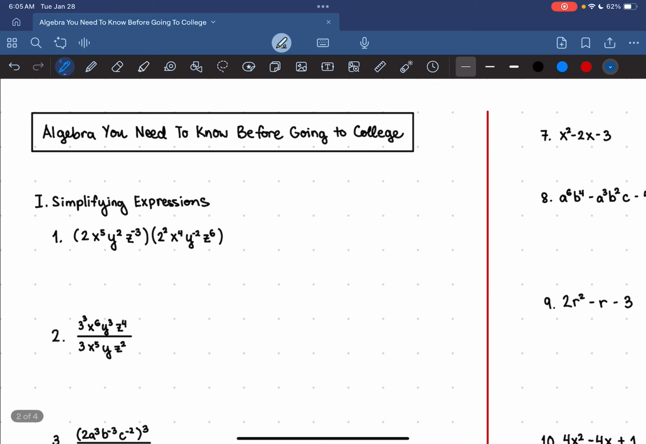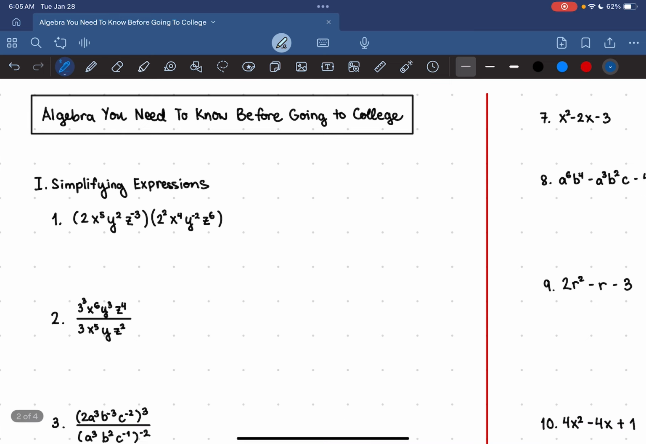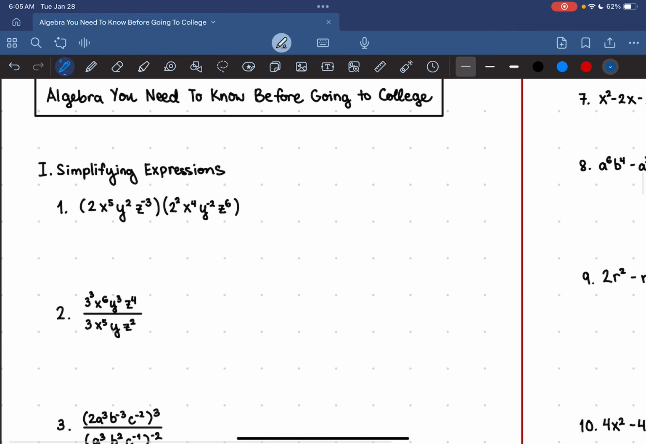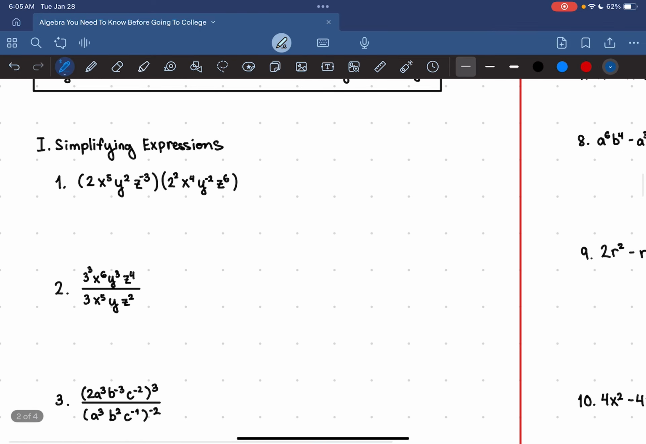Okay, this one. So part 1 is simplifying expressions. This involves a lot of laws of exponents. So let's answer this first problem. We have the quantity 2x raised to 5 y squared times z raised to negative 3, times 2 squared x raised to 4 y raised to negative 2 z raised to 6. So how do we solve this one?